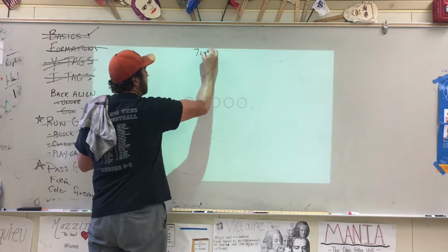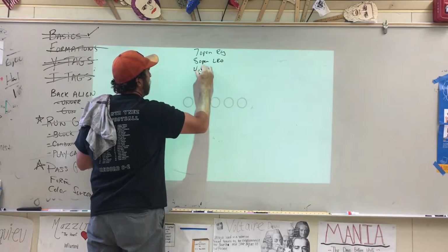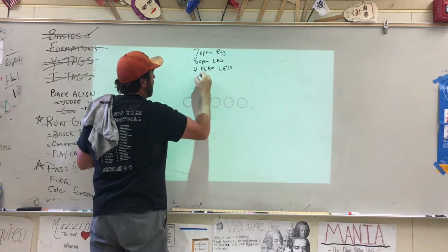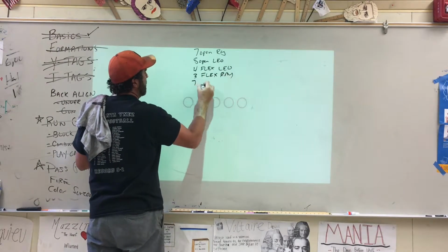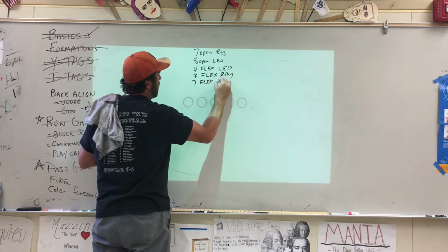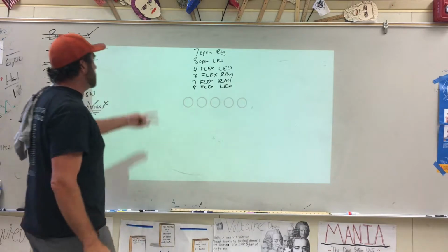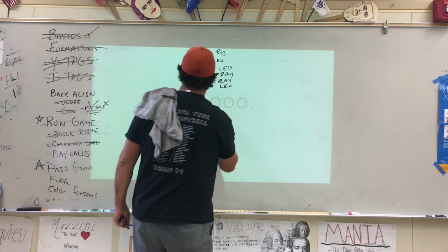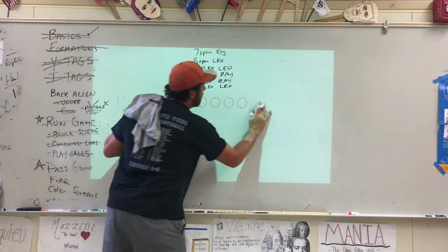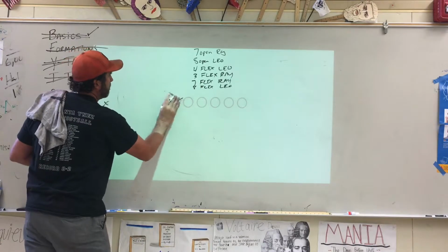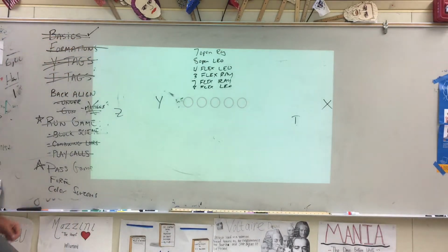So something like a 7 open Ray gets me in spread, 8 open Leo gets me into spread, 4 flex Leo gets me into spread, 3 flex Ray gets me into spread, 7 flex Ray, 8 flex Leo. All those are spread formations. Let's just pick one. Let's go 3 flex Ray. So 3 X, 3 Y, but we're flexing in Z, X, okay? So 3 flex Ray. There's our spread formation.